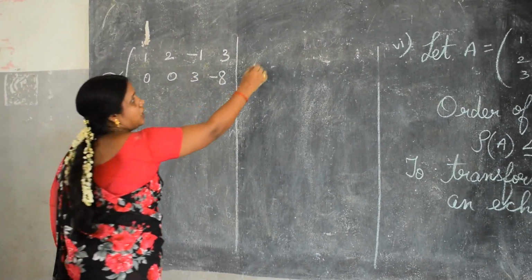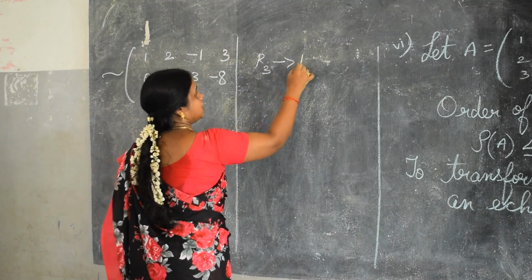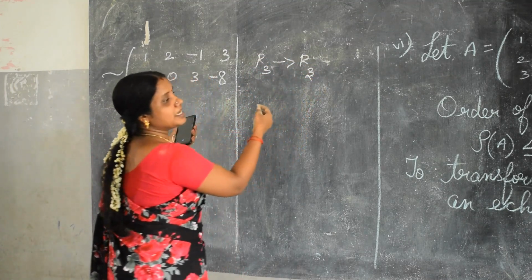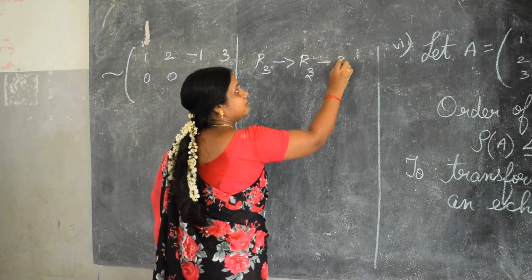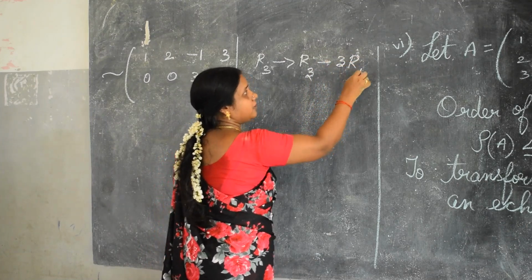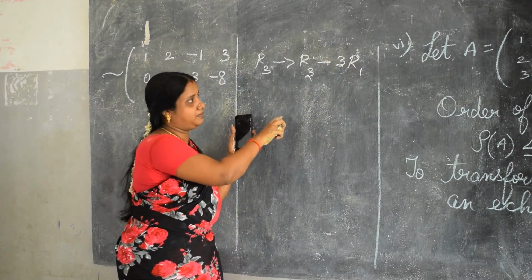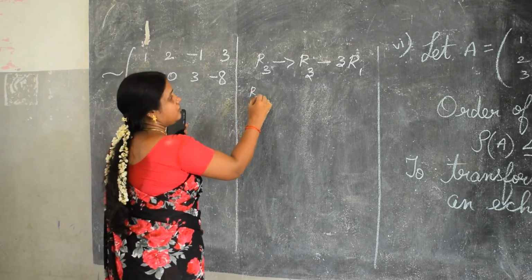R3 I am going to subtract with R1 with the multiple of 3. R1, what am I going to do? I am going to multiply by 3 and subtract. So now you write. For your understanding I am writing here. If you don't need it, you can skip writing.